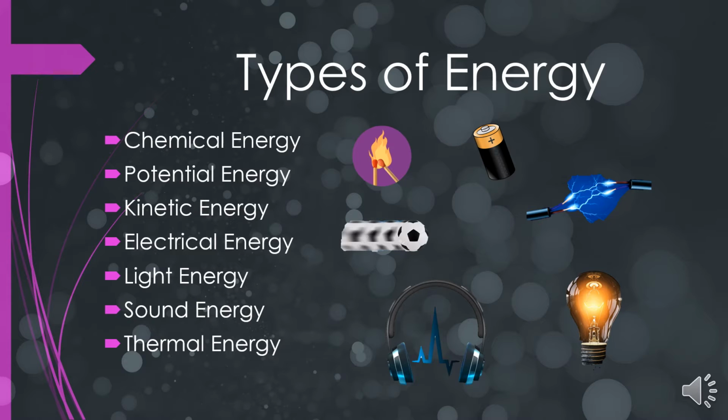So there are also some types of energy. We'll go through each of them one by one. Chemical energy, potential energy, kinetic energy, electrical energy, light energy, sound energy, and last but not the least, thermal energy. Let's get into it one by one.